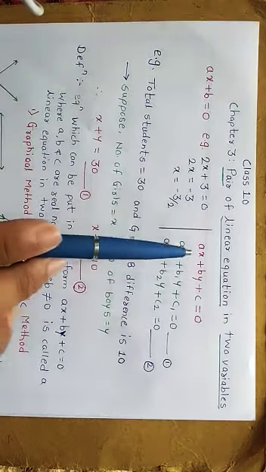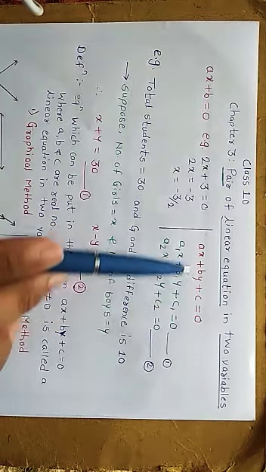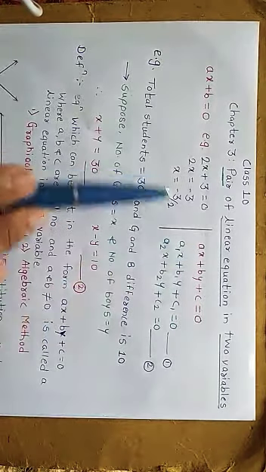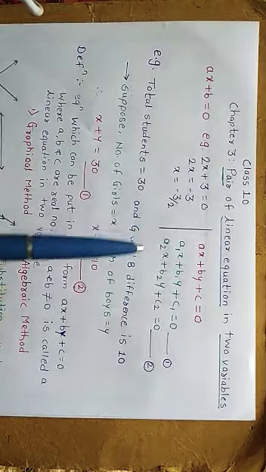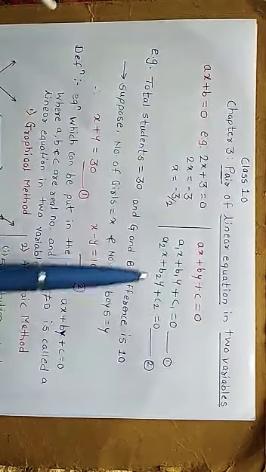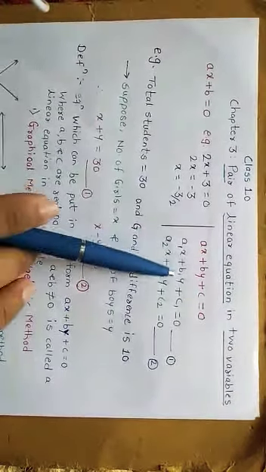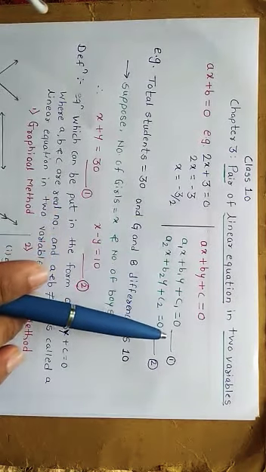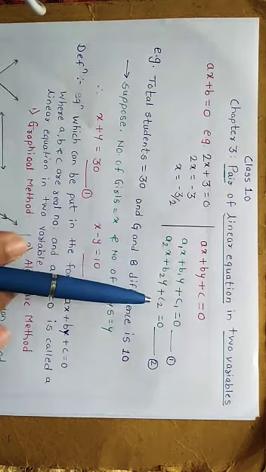The form of two variables is ax plus by plus c is equal to 0, but we cannot start directly with one equation. For that we want at least two equations, that is a1x plus b1y plus c1 is equal to 0, and the second equation a2x plus b2y plus c2 is equal to 0.